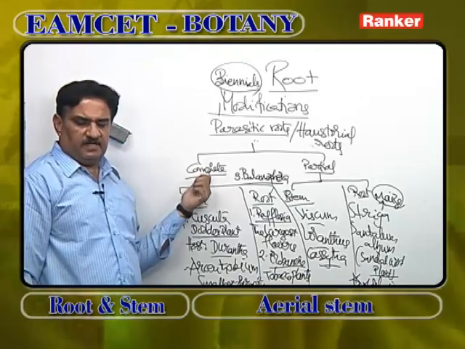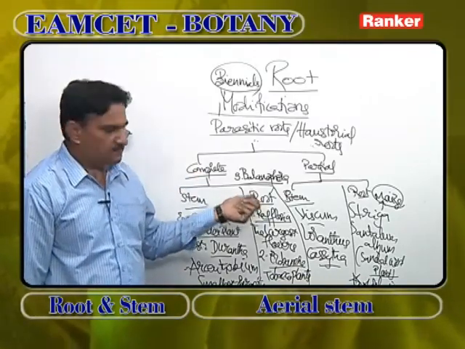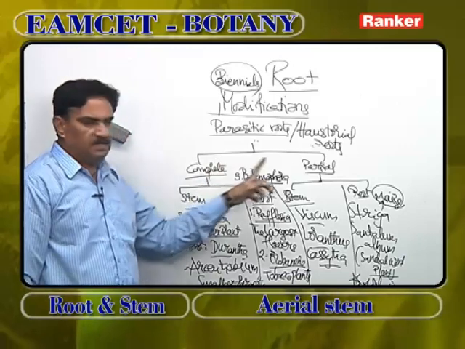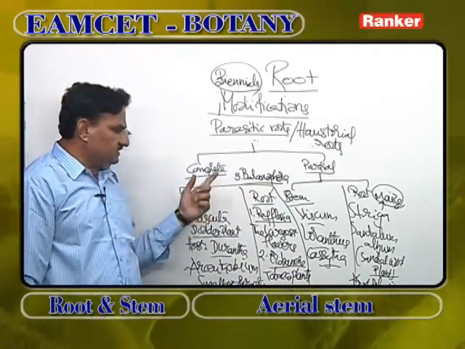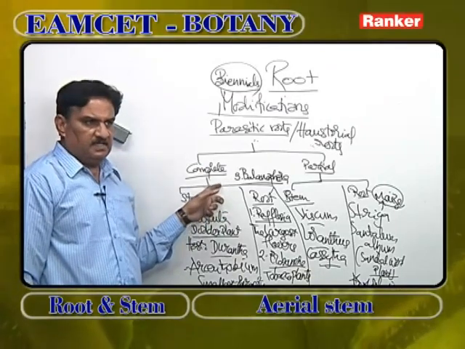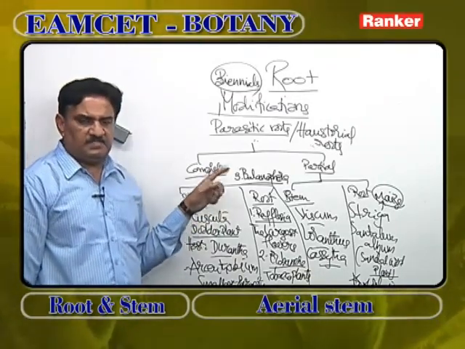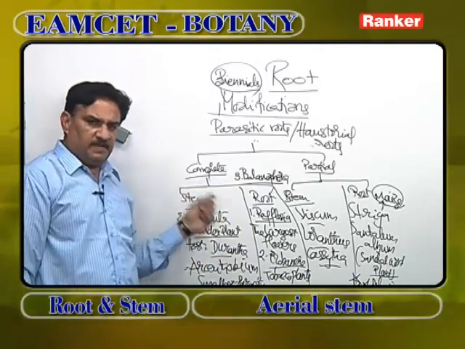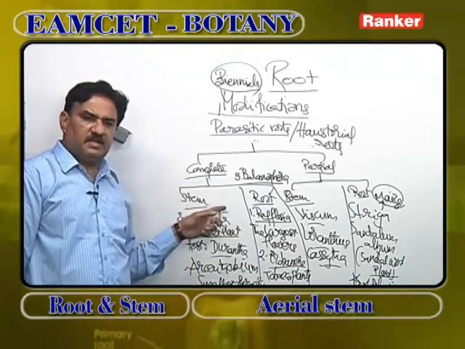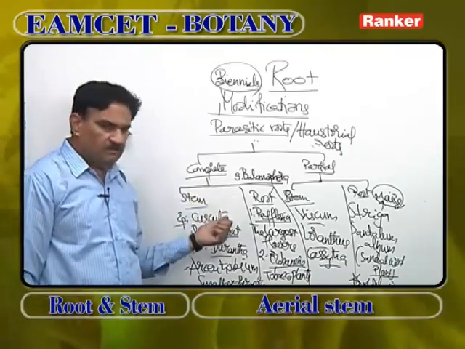Based on the components obtained from the host, these are divided into two types: complete parasites, and partial or incomplete parasites. A complete parasite is one which is non-green. A complete parasite depends on the host for food, water and mineral ions. In a complete parasite, the haustoria is connected to both xylem and phloem.